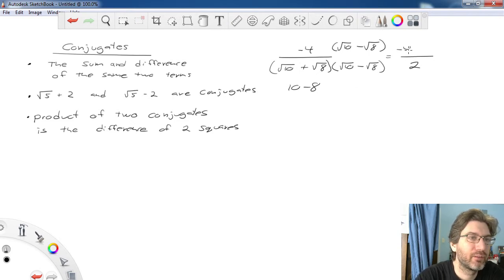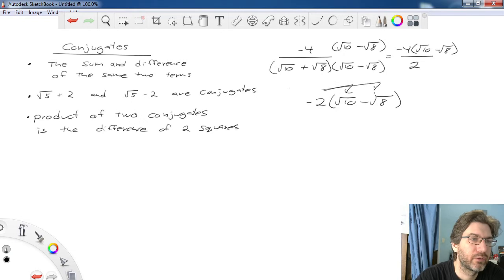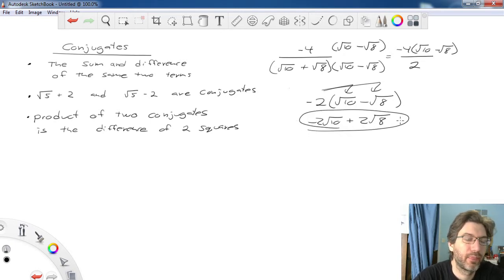Up top you have negative 4 square roots of 10 minus square roots of 8. Here you can divide out the negative 4 and the 2, and it becomes negative 2 times the square root of 10 minus the square root of 8, and then you can distribute your 2. Negative 2 square roots of 10, and watch your sign here, this is a negative, so a negative times a negative is a positive. Positive 2 square roots of 8. And you're good.